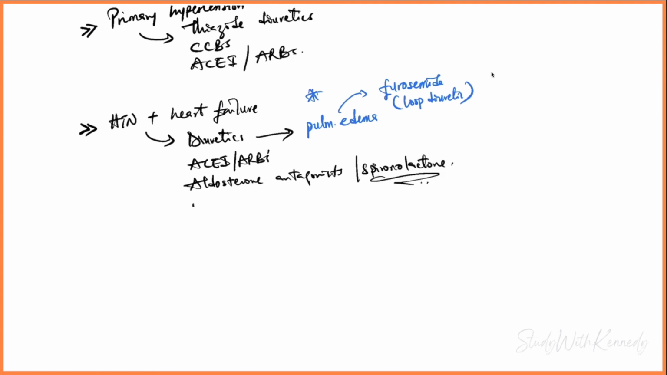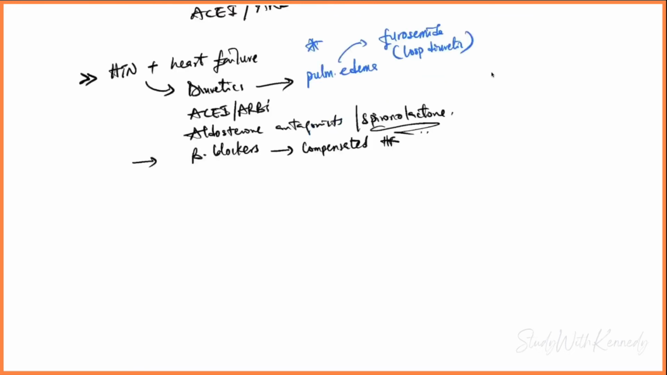And finally, we can use beta blockers. But again, there are different algorithms. You can't use beta blockers in everybody. You only use them in people with compensated heart failure. If they have uncompensated heart failure, don't go close to the beta blockers. All right. And that is that, hypertension and heart failure.